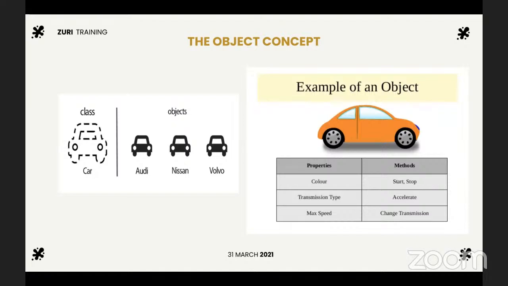So let's take an example of the car. A car is an object in real life. You can use it for so many things, that's as regards the functionality, and it also has different properties. We also have different types of cars. The different types of cars will fall under different properties, like color, transmission type, and model. For example, we have the Audi model, the Nissan model, and Volvo. These are all parts of the car class.